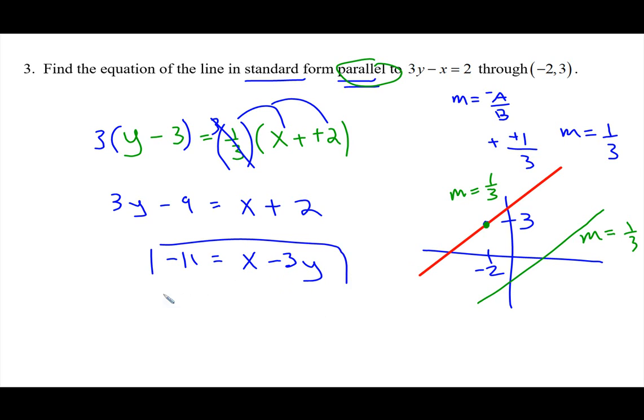So this is the equation of this line, which is parallel to this line over here, okay? And it goes through the point negative 2, 3, right? And this equation here is in standard form, right?